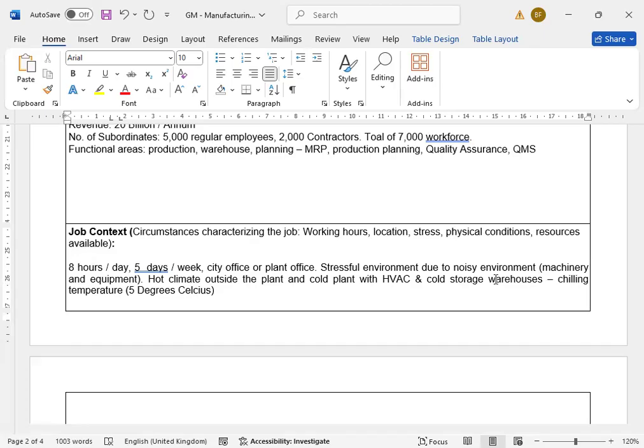All right, 5 degrees. And then what else? Freezing temperature. It should be negative 18 degrees Celsius. Okay, that's it.